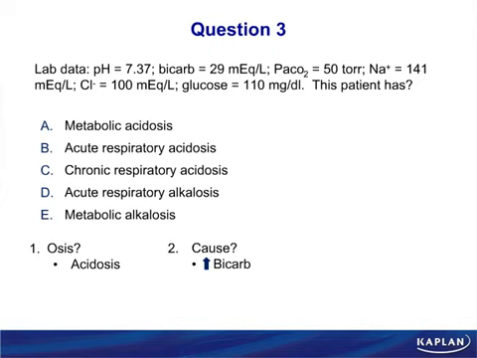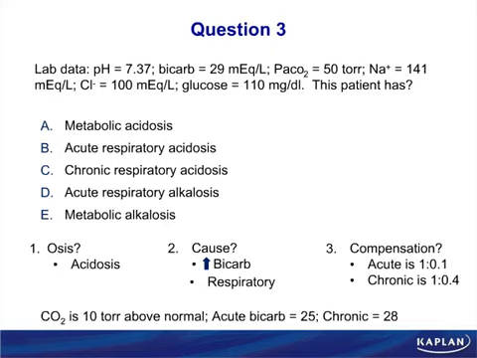I look at bicarb and it's elevated. So pH is on the low side. Bicarb's elevated. This patient has a respiratory acidosis. Okay, have they had it a while? Or did they just get it? Is it acute or chronic? Well, CO2 is up 10.